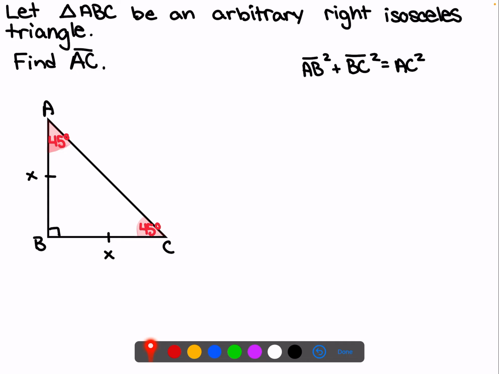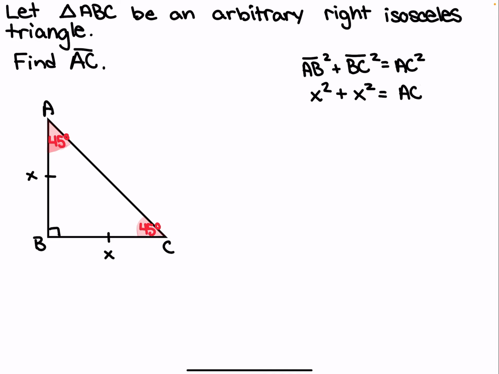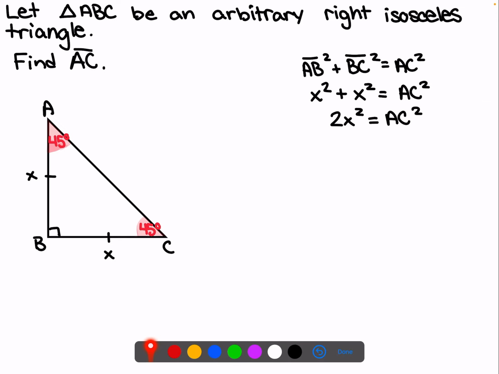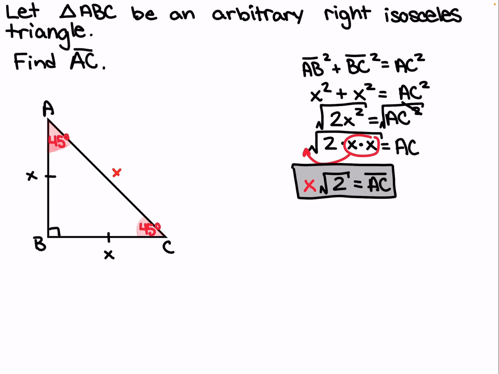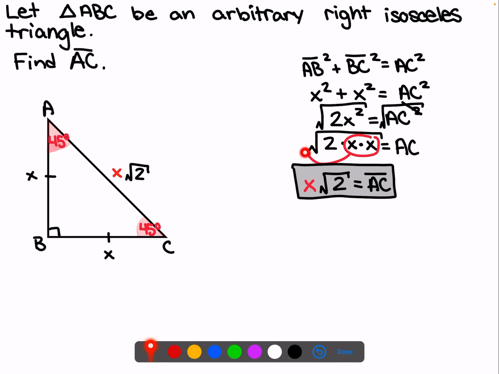Plugging in our values for AB and BC, we have x squared plus x squared equals AC squared. Of course, combining like terms, x squared plus x squared is just 2x squared. From here, we're trying to get AC isolated, so I need to take the square root to get rid of this square here. So I take the square root of both sides, giving us AC is equal to radical 2 times x times x. Since we have a pair of x's, we can take them out of our radical, leaving us with AC equals x times radical 2. So that would be the length of our hypotenuse.